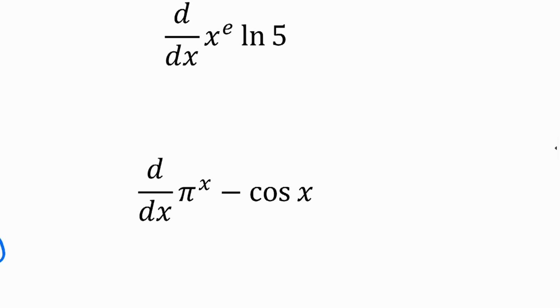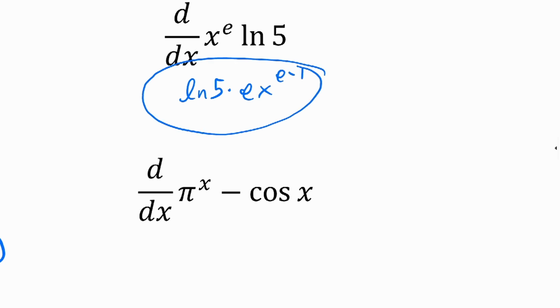Okay, now we have x to the e ln 5. Now, this, intentionally, I put this problem here to kind of trip you guys up. This ln of 5 is just a constant. In fact, the derivative here is just ln of 5, which is a constant, times the derivative of x to the e, which is e times x to the e minus 1. Remember, guys, e is a constant. X squared's derivative is just 2 times x to the 2 minus 1. X to the e's derivative is just e times x to the e minus 1. Nothing different.